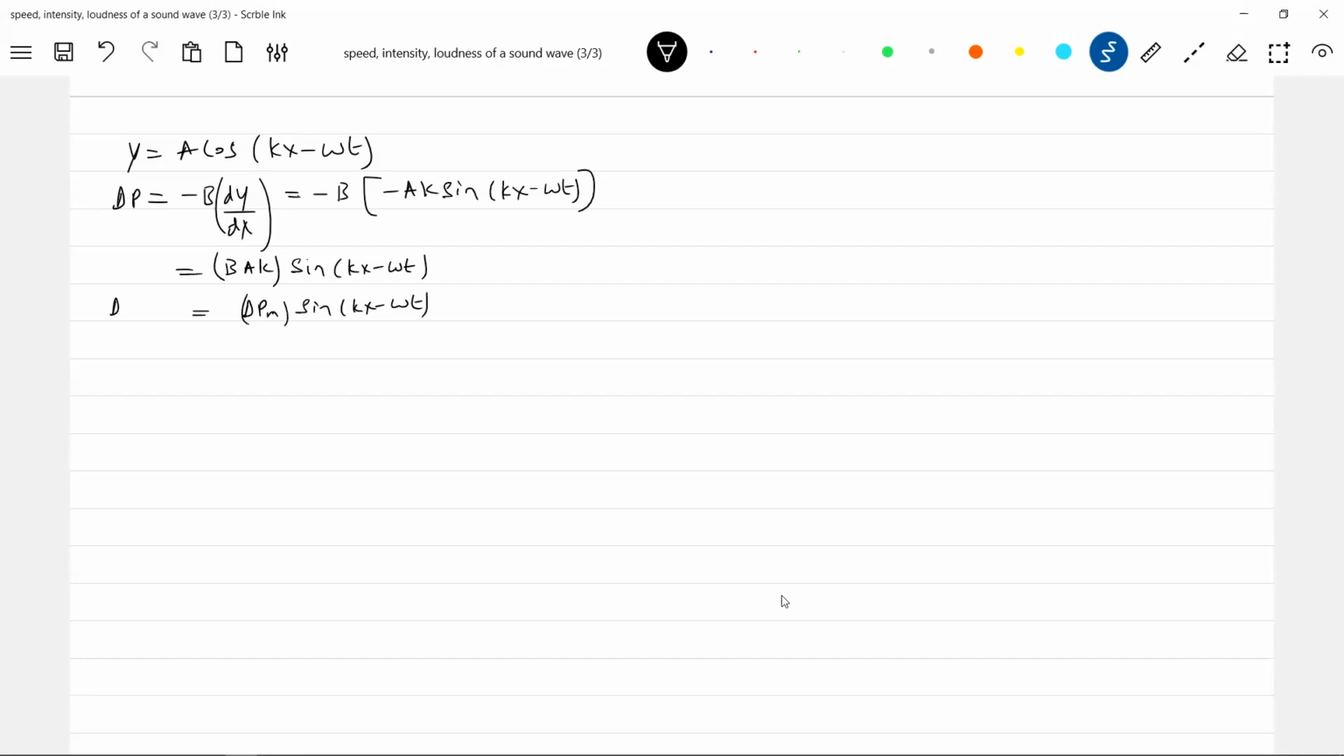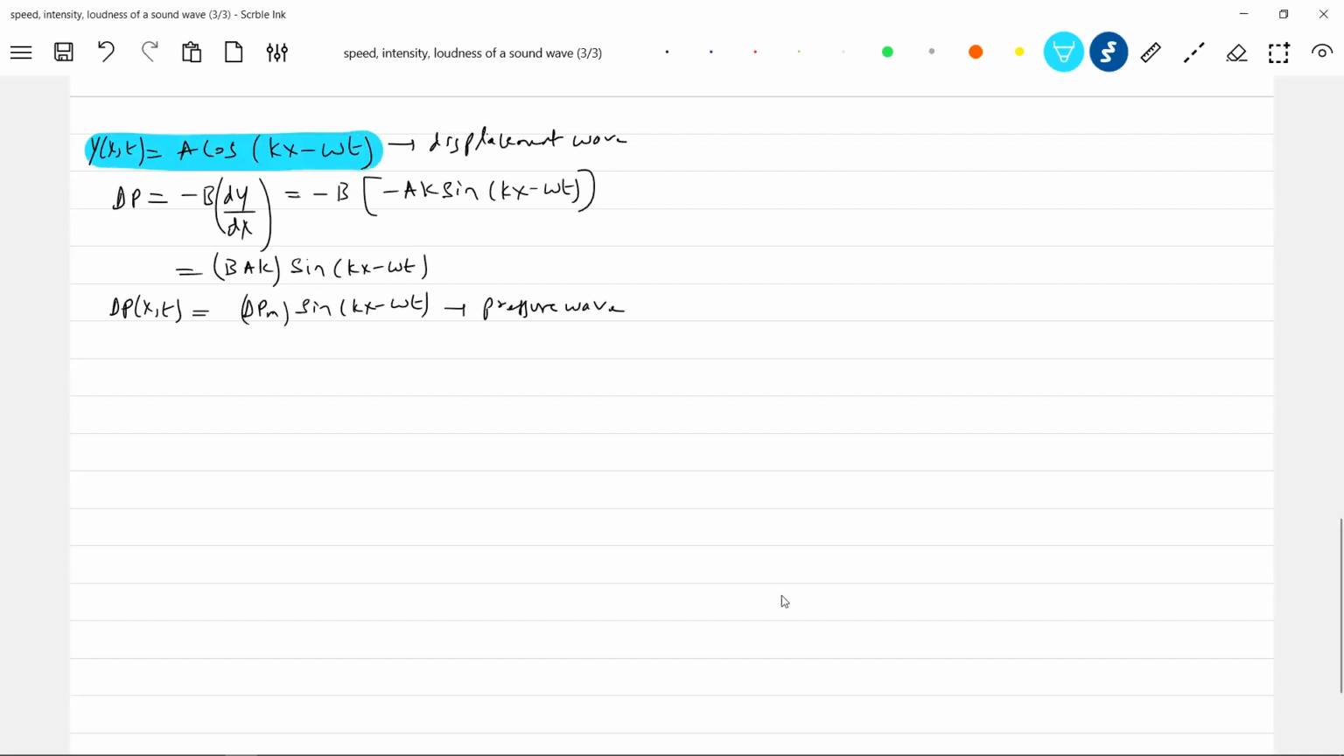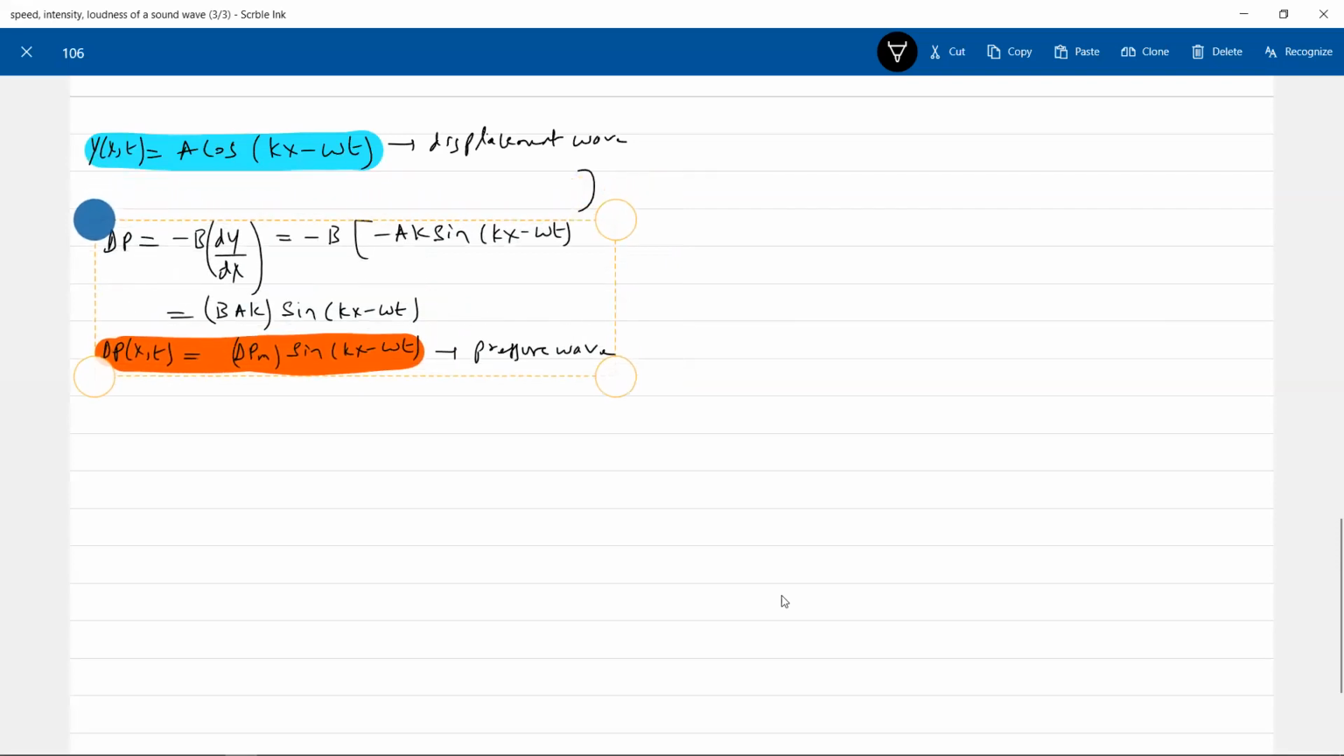Now what you have, this is y of x here. So this is a displacement wave. And this is a pressure wave. Okay, just do look at this one. Let's plot these two. Then we'll see what we get. We'll try to learn something from these equations. Let's plot them.